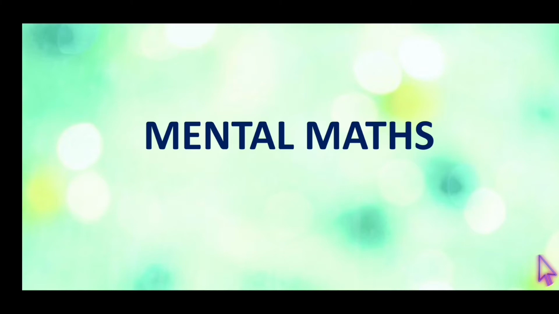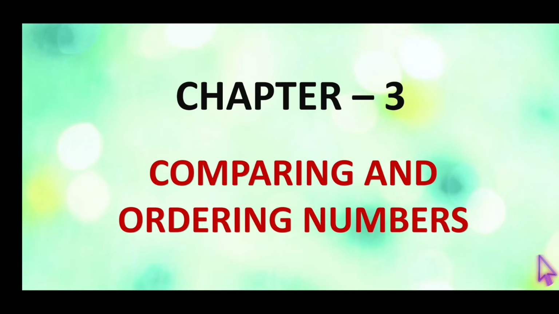The topic of today's session is Chapter 3, Comparing and Ordering Numbers. Students, as you have already learnt about the Indian place value chart and international place value chart in your previous classes, this chapter, Comparing and Ordering Numbers, will be easy for you. There will be 3 sections A, B and C in this chapter. Let me teach you one sum from each section and the rest of the sums you can do for your homework. Let's begin now.